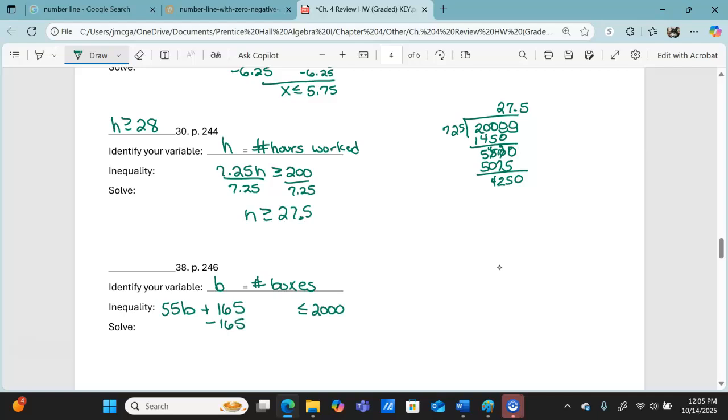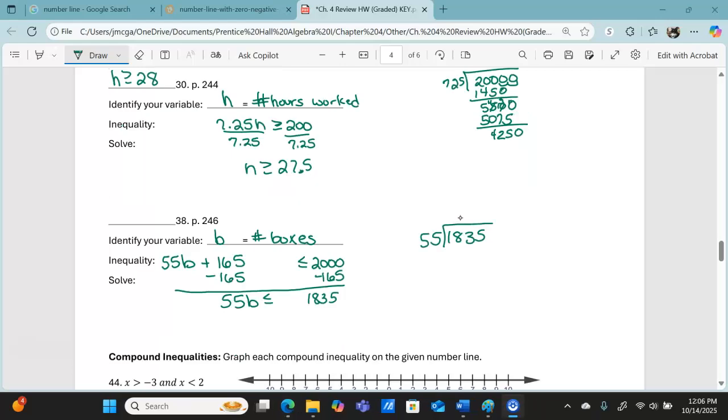So I'll subtract 165 and get 55B is less than or equal to 1835. And then take 1835 and divide it by 55. Okay, so it'll go in 3 times.